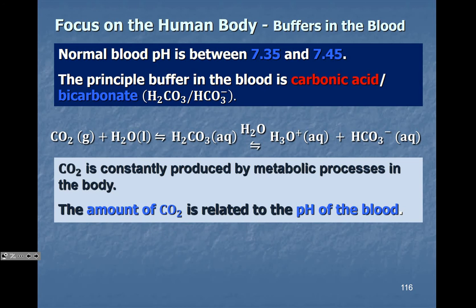Okay, so when we focus on the human body, normal blood needs to be between 7.35 and 7.45. The principal buffer in the blood is that carbonic acid buffer that we're talking about, carbonic and bicarbonate. So this is what's happening in the blood. CO2 is constantly being produced by metabolic processes in our body, and the amount of CO2 in our body relates to the pH in the blood. If we aren't able to keep that under control, some things happen that are not good.